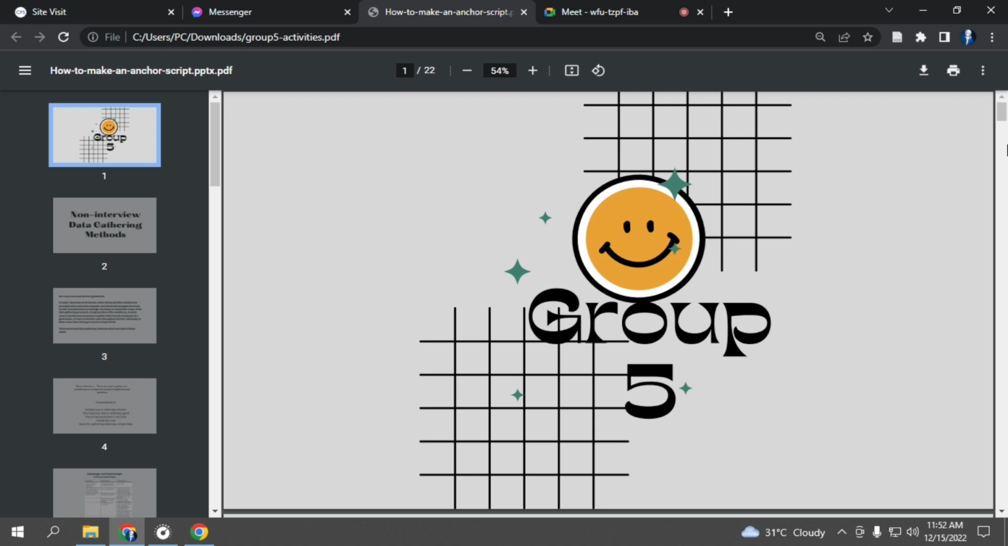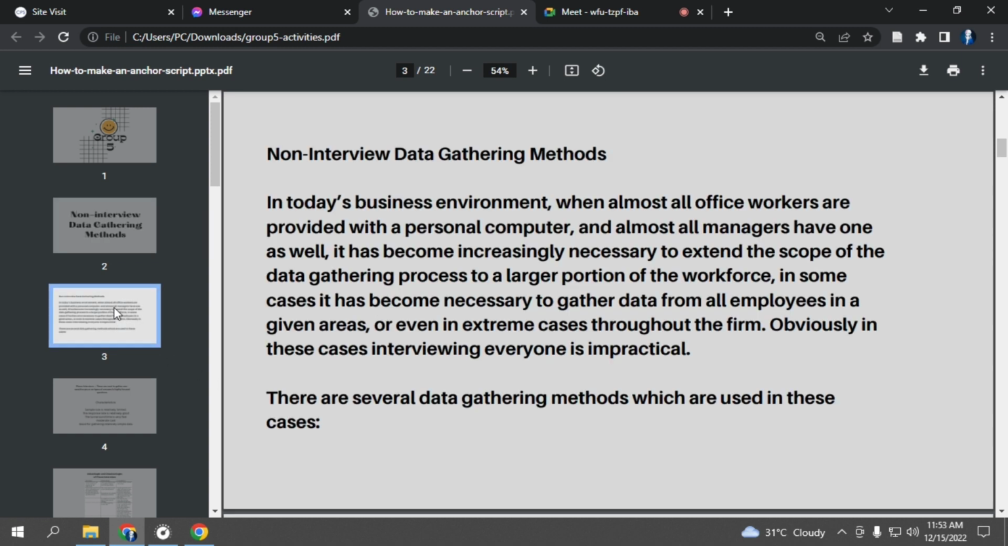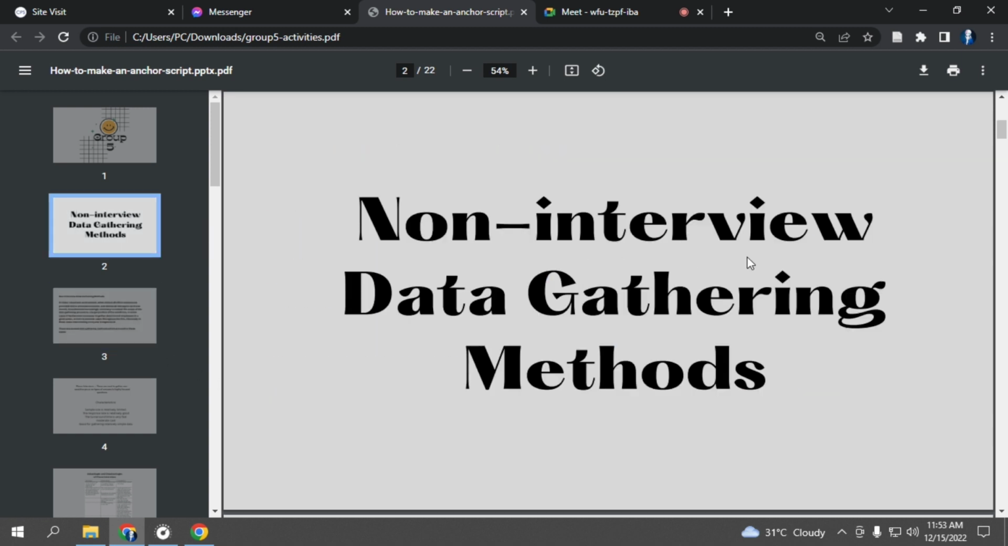We're Group 5, and today we're going to present the non-interview data gathering methods. There are four contents of our report, which are phone interviews, mail surveys, focus group, and site visits. So first, what are non-interview data gathering methods?